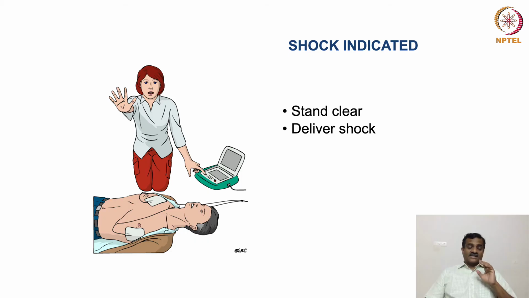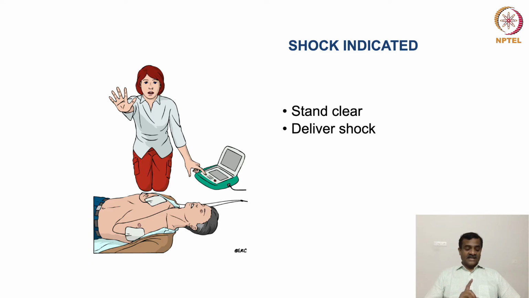So as the machine says shock indicated, press the flashing shock button as the picture shows. Say going to shock, all clear, I am clear, meaning I am clear of the victim. You clear, all clear, and then press. I'm going to press the shock button and you press. As soon as the shock button is pressed, we are not going to wait to see if the victim is coming back. We need to start CPR immediately after the shock button is pressed and shock delivered.